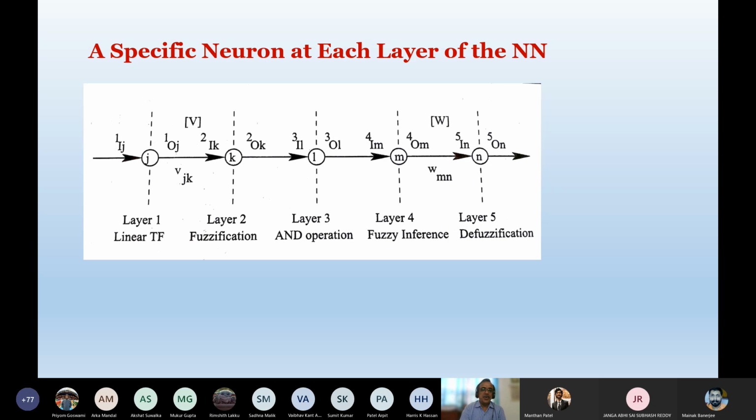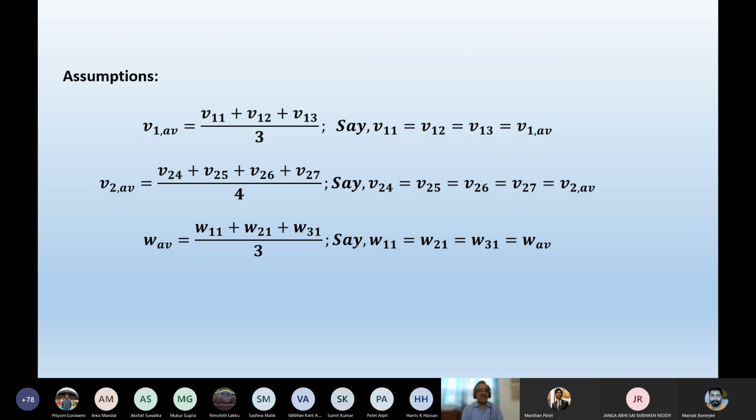Now this is the input, 2ik, for the second layer, and I'll get 2ok as the output. This is the logical AND operation we implement in layer 3. I'll get some output, and in layer 4 there will be fuzzy inference. That means the fired rules will be identified, their fuzzified outputs will be identified, and those fuzzified outputs will be combined as input of the fifth layer, and as output you'll get the crisp output corresponding to the set of inputs.